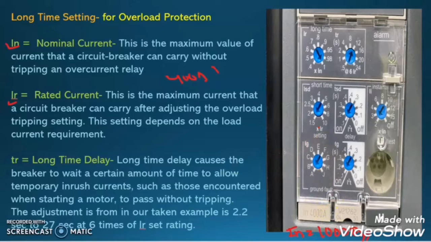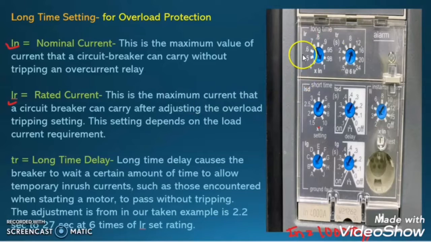Here you can notice that we can change the 1000 ampere breaker to 400 ampere by changing the dial to 0.4. In the same way, we can change this 1000 ampere breaker to 500, to 600, to 700, to 800, to 900, to 950, to 980 and 1000 ampere by adjusting this overload tripping dial. So we can change the rating of the breaker from at least 40% of the nominal rating to the maximum 100% of the nominal rating of the breaker.